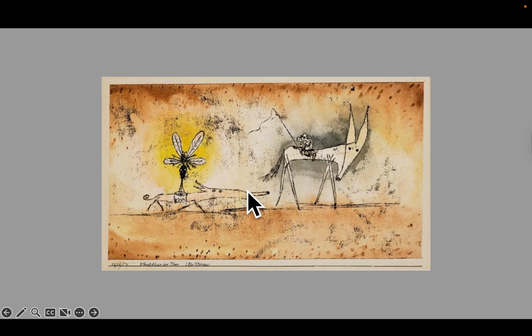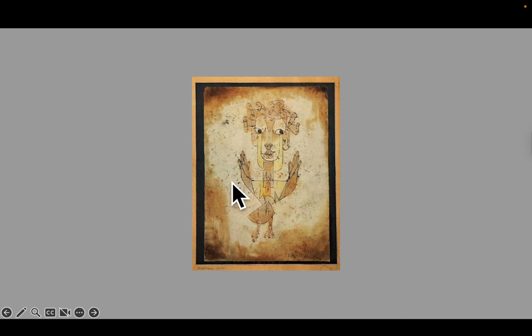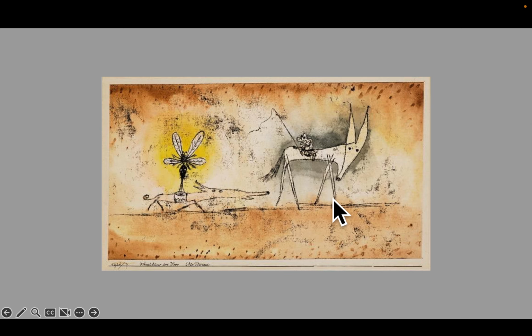I like the caricaturishness, the exaggeration and elongation of shape. I like his use of line. Again, very atmospheric. This is probably one of his most famous within this particular style.